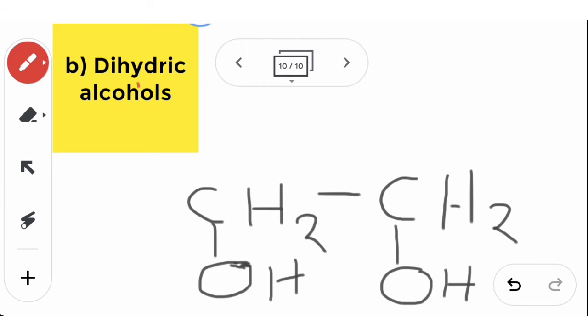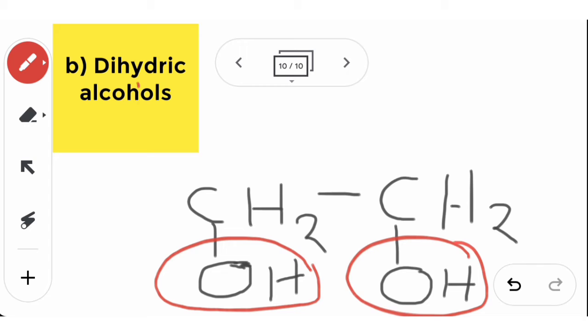Alcohols with two hydroxy groups can be classified under dihydric alcohols. So you can see in this particular example, we have an alcohol which has got two hydroxy groups. You have one hydroxy group and also another one. So this type of alcohol can be classified under dihydric, and you can see that word di meaning two. So any alcohol with two hydroxy groups will be classified under dihydric alcohols.